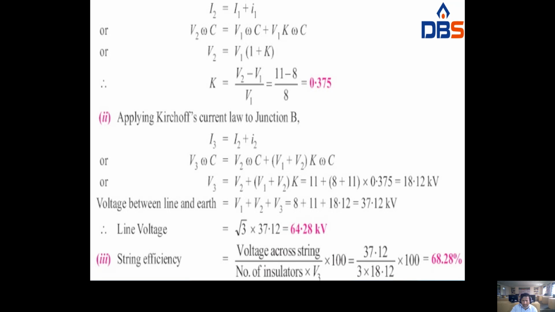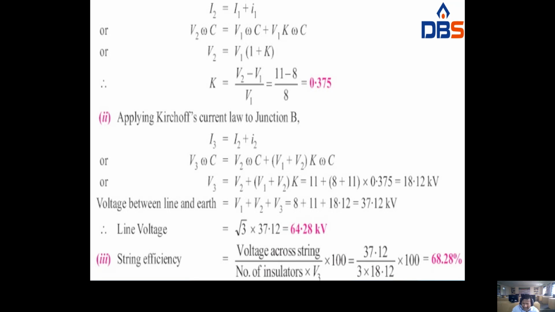V1 is 8 kV, V2 is 11 kV, that is 11 plus 8 plus 11 into K 0.375. We are getting V3 is equal to 18.12 kV. We know they given V1 value, they given V2 value, and we have determined K value and also determined V3. So simple, completed. The voltage between line and earth, that is V1 plus V2 plus V3, that is 8 plus 11 plus 18.12, so 37.12 kV.